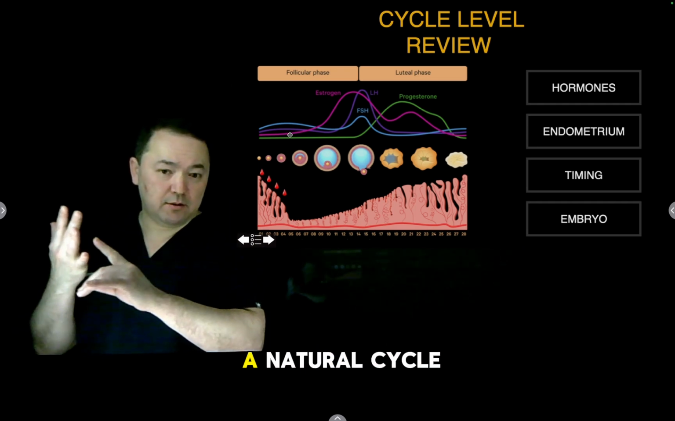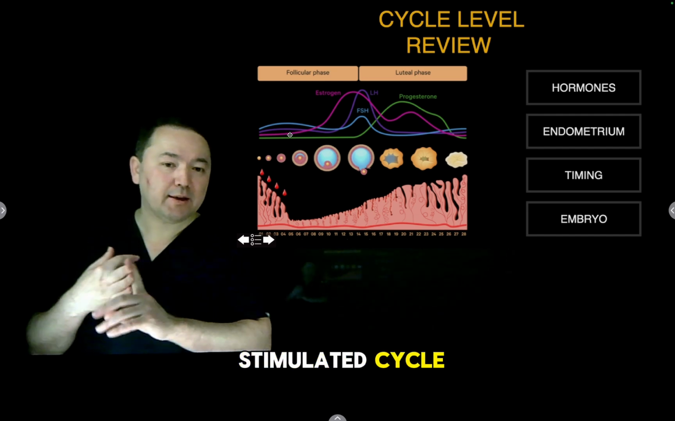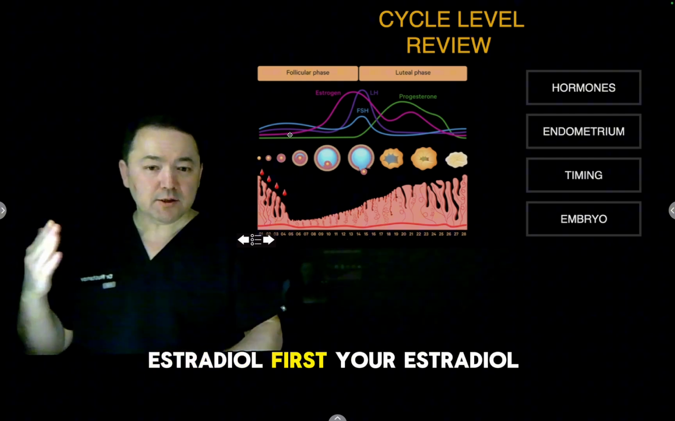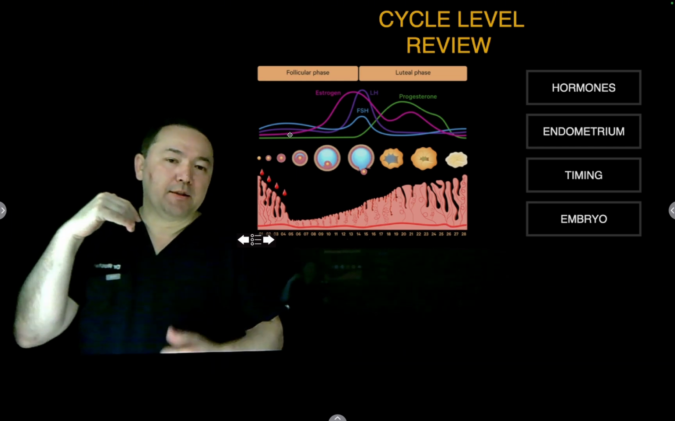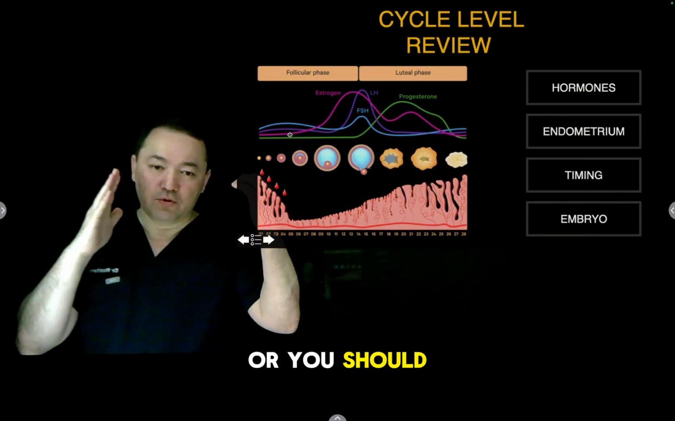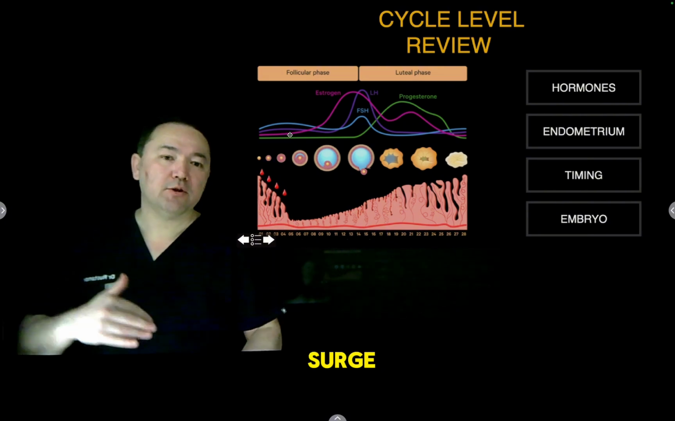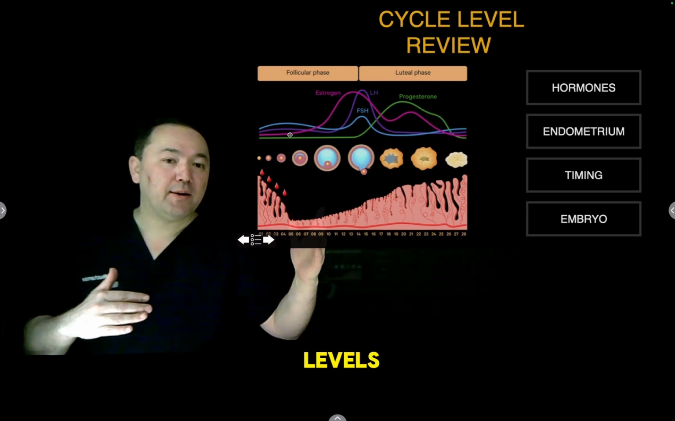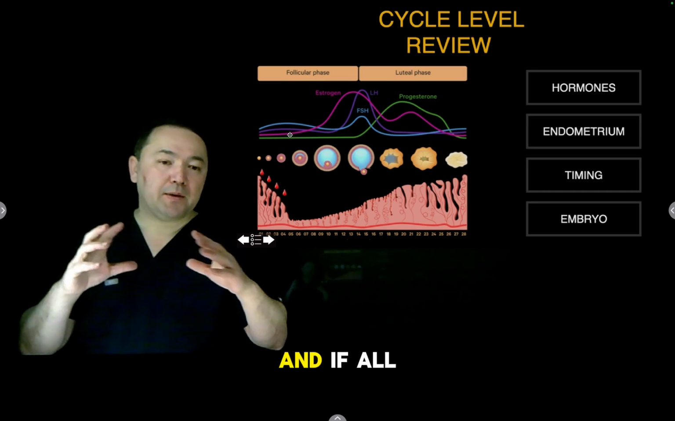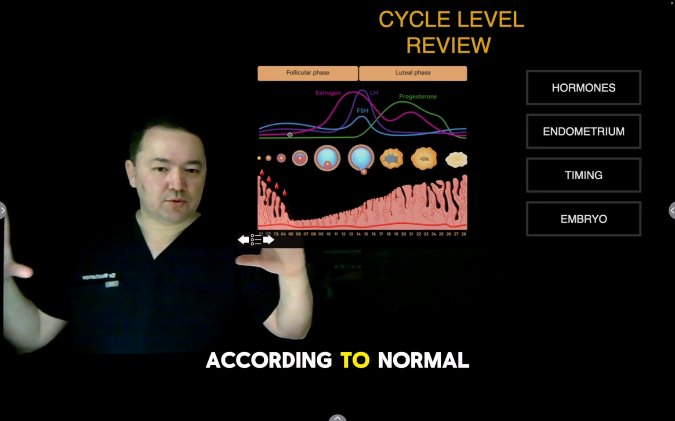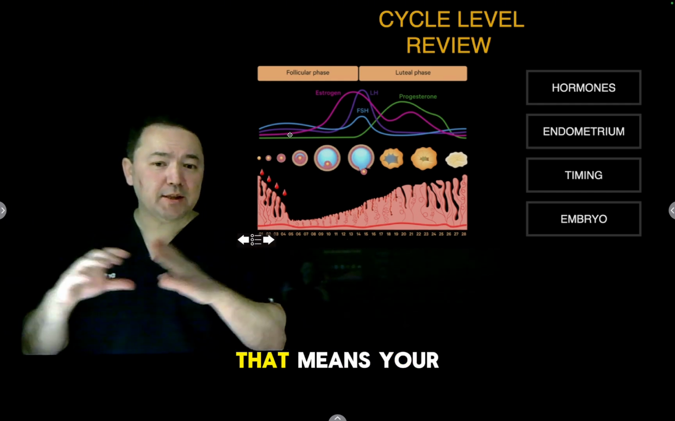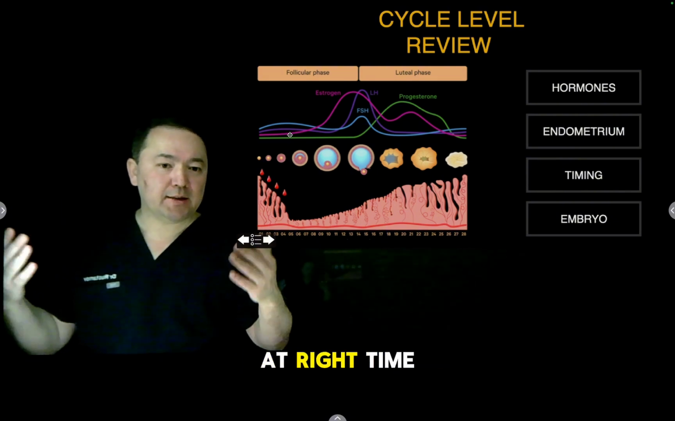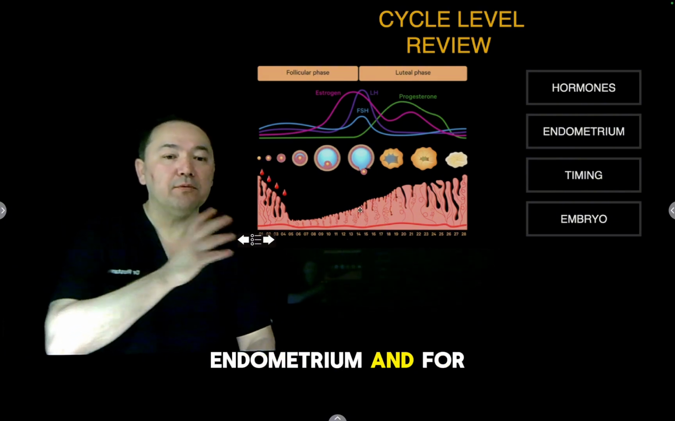Here, especially in a natural cycle, induced cycle, and stimulated cycle, we want a development of follicle that should produce estradiol first. Your estradiol should go up, then you should have an LH surge, or you should do the trigger. Then after the trigger or LH surge, your estradiol should drop. Then you should have an increase in progesterone levels. That's called progesterone shift. And if all this is happening according to normal physiology, that means your hormone levels were optimal, and that gives the right signal at the right time for development of endometrium and for implantation.